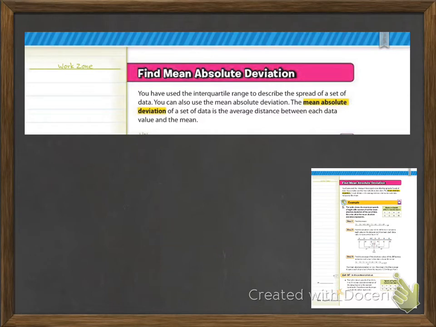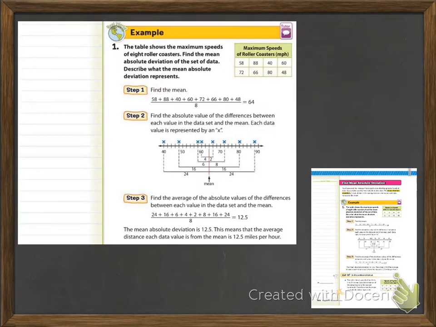Mean absolute deviation of a set of data is the average distance between each data value and the mean. So what we did on the previous page is going to make a little bit more sense compared to this definition as we go through the examples. All right, so let's look at number 1.